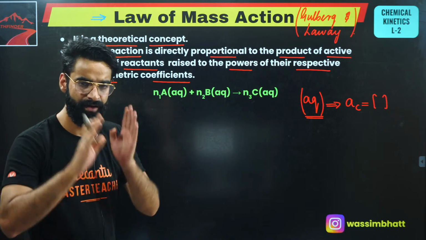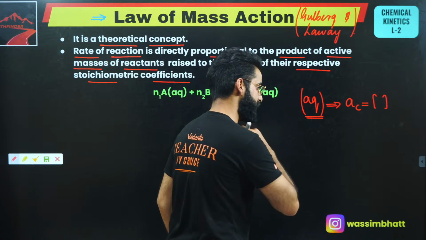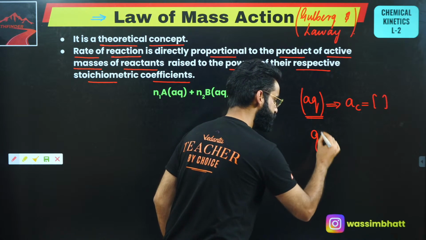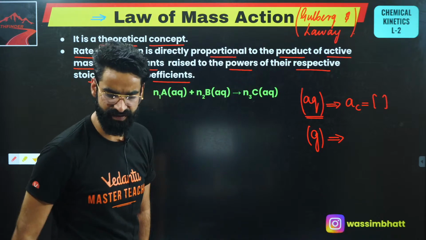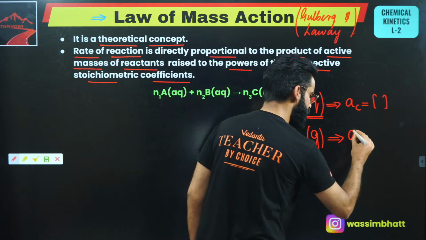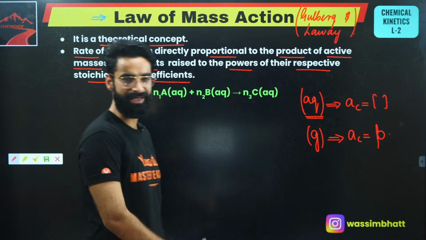Point number one. Point number two, whenever in a chemical reaction I have any reactant or product in gaseous form, I'll be taking its active mass as its partial pressure, okay, which is denoted by P.